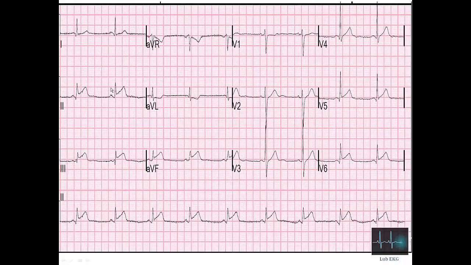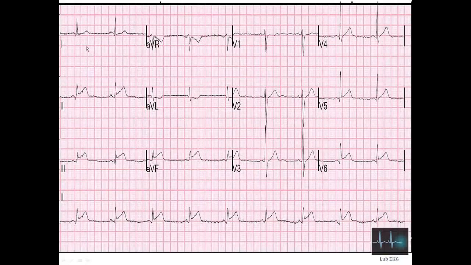Is it a sinus rhythm? How do we figure out if it's a sinus rhythm? We look for P waves in front of every QRS. Here's a P wave, there is a P wave, there is a P wave, there is a P wave. Sometimes you don't see P waves in all the leads, but as long as you can see P waves in some of the leads, it means that you have a sinus rhythm. And you have a sinus rhythm here, which is good.